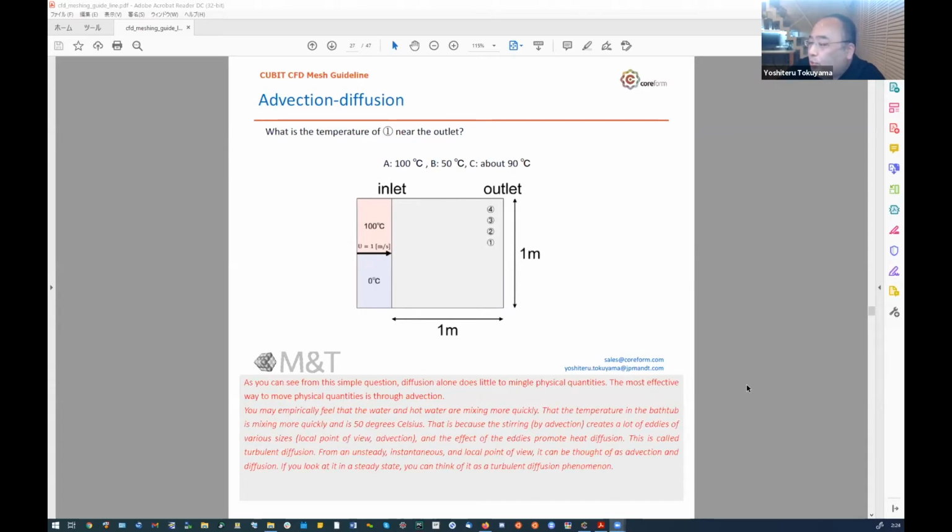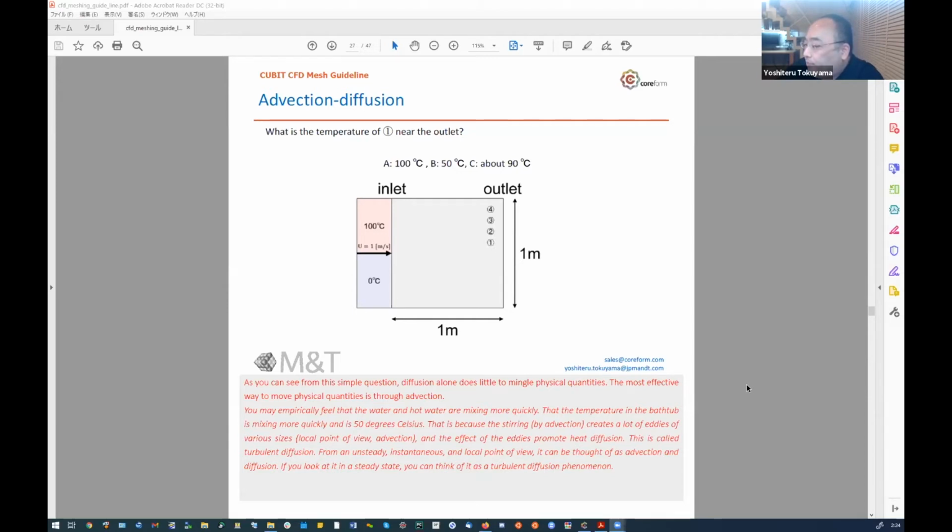As you can see from this simple question, diffusion alone does little to mingle physical quantities. The most effective way to move physical quantity is through advection. You might empirically feel that the water and hot water are mixing more quickly, that the temperature in the bathtub is mixing more quickly and is 50 degrees Celsius.